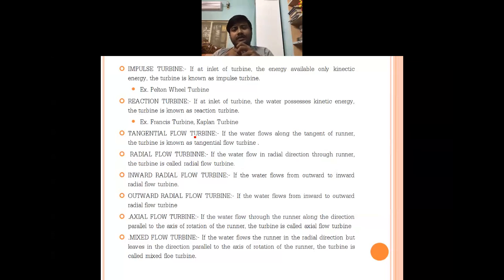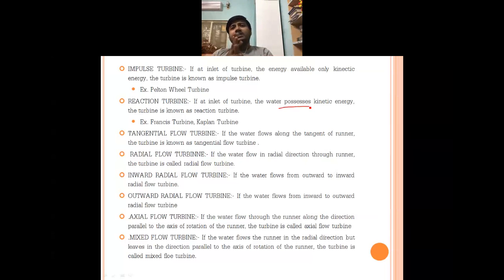Then there is the reaction turbine. If at the inlet of the turbine the water possesses kinetic energy as well as pressure energy, it is known as the reaction turbine. This means both kinetic energy and pressure energy will be available. So if both are available, then it is known as the reaction turbine. It is not written over here, but here it would be kinetic energy as well as pressure energy.